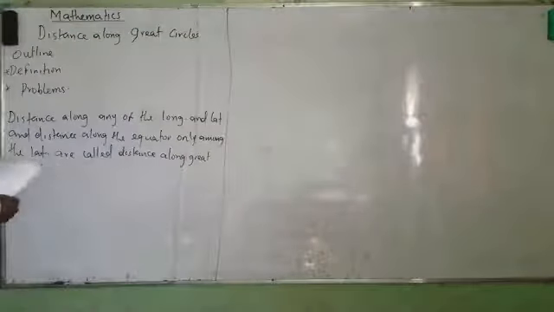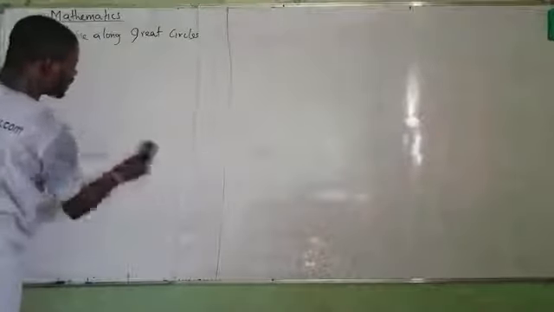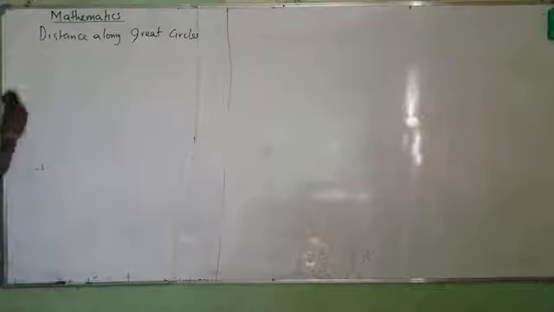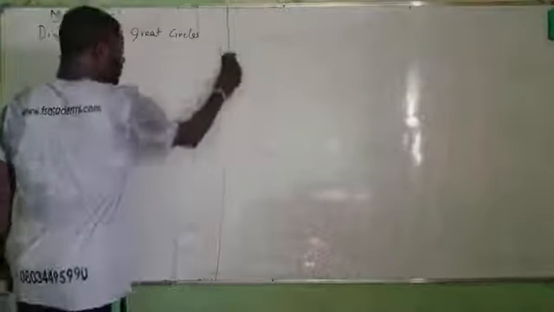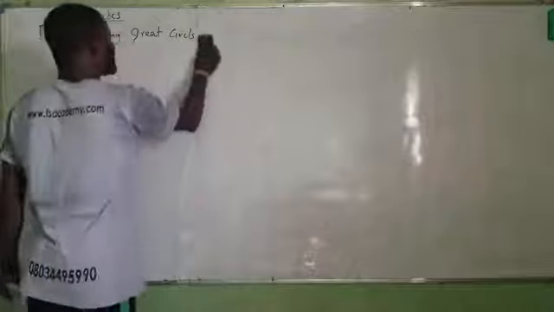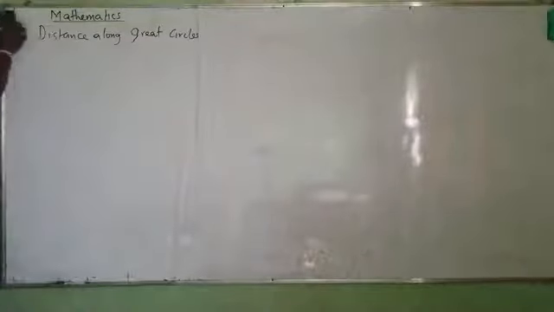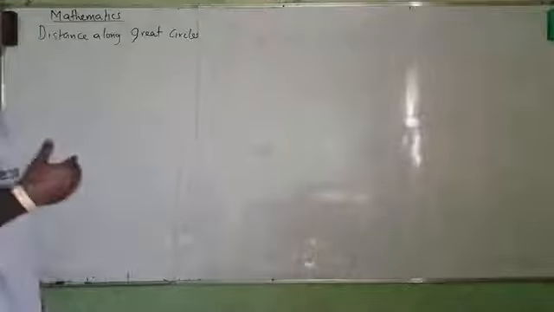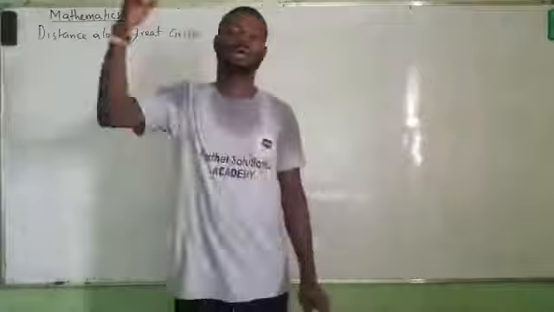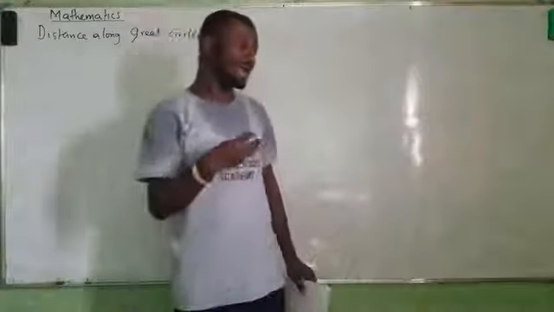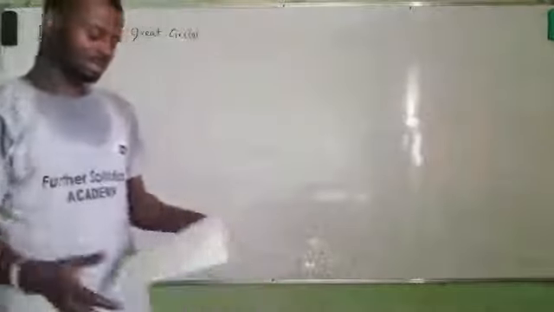Now, let me show one or two problems that will explain what I'm talking about. Don't forget that the great circle is also known as the equator. Please don't forget. And that point is 0 degrees. I told you in the last video that latitude runs east and west, while longitude runs north and south. Take note of this.